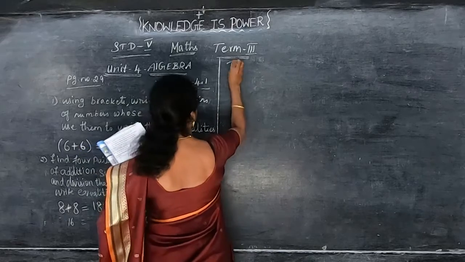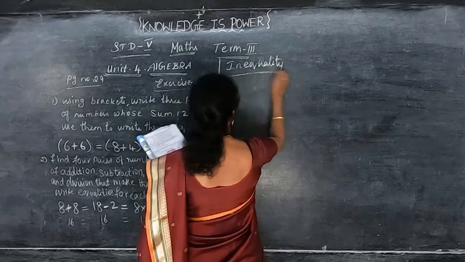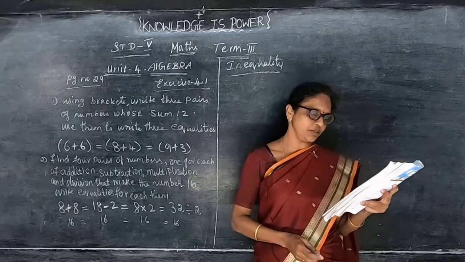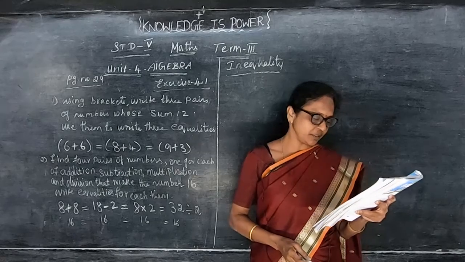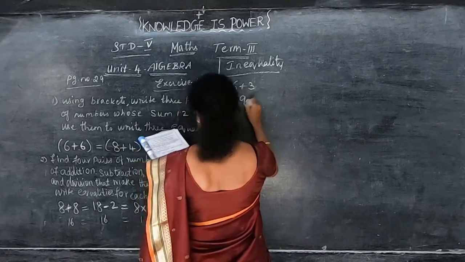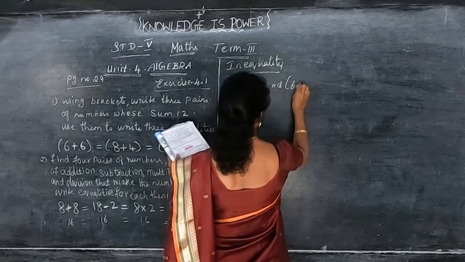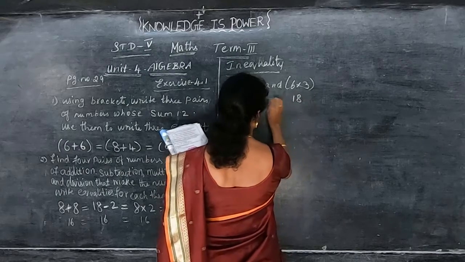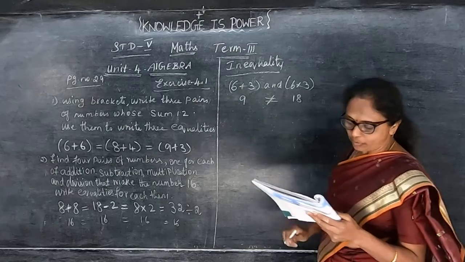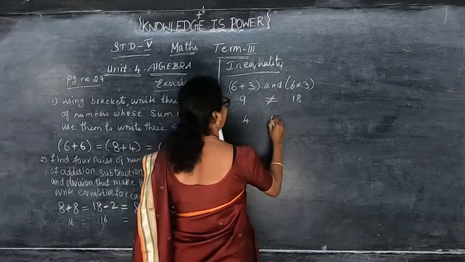The next one is inequality. Inequality means what? That is the value of the expression 6 plus 3 and 6 into 3 are 9 and 18 respectively. So in this not equal. So 6 plus 3 என்ன வருது? 9. And 6 into 3 18. So this is not equal. இப்படி போட்டா not equal. So another example we can take 4 and 5. So 4 and 5 is not equal. 4 and 5. இது வந்து not equal.